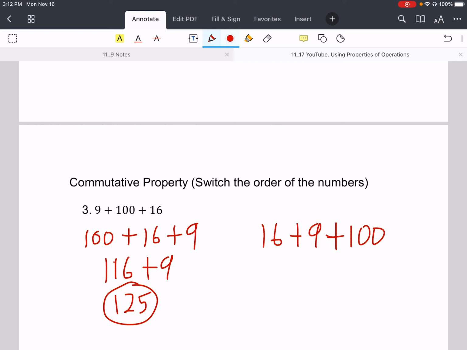Here, some of you might have wanted to add the smaller numbers first, and then once you have 25 plus 100, it's very easy to solve. So both of those methods were correct because I switched the orders of the numbers.